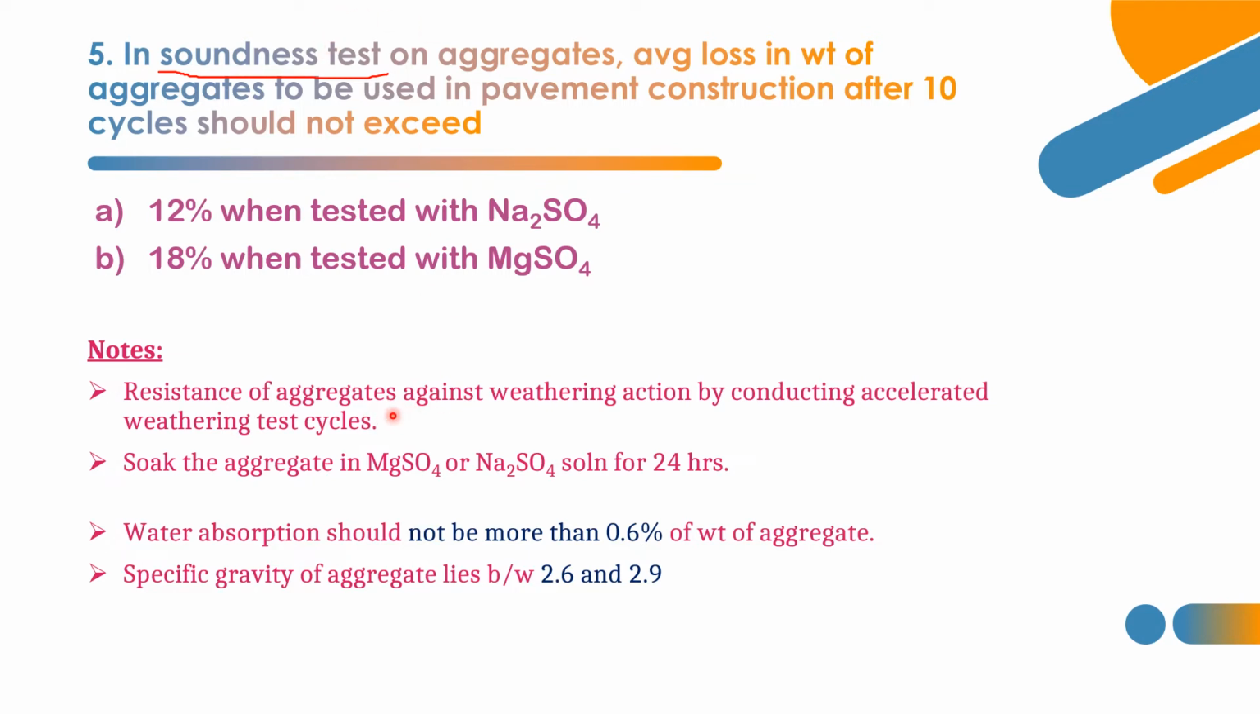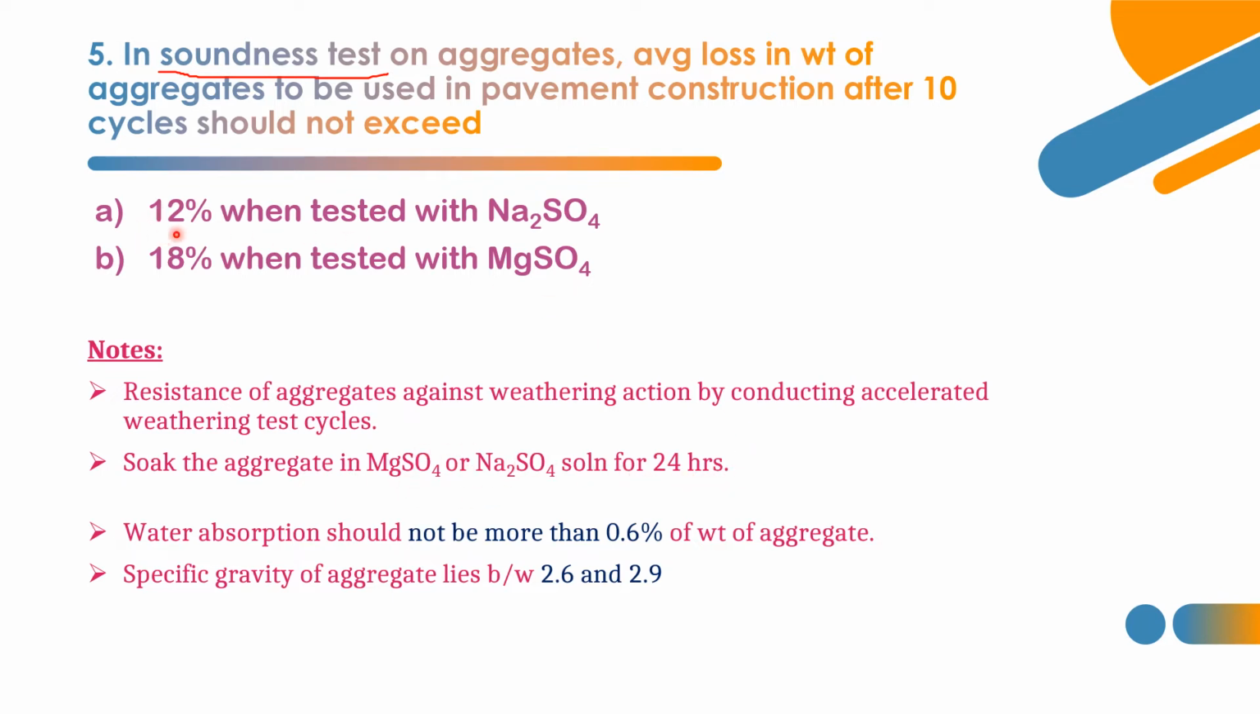There should be no fluctuation or reduction in the volume, or loss in weight, of the aggregates. Then that will be called a sound aggregate. If the loss is more than 12% when tested with sodium sulfate, then we can call it an unsound aggregate. This test is performed by soaking the aggregate in this solution, or either of these solutions, for 24 hours.